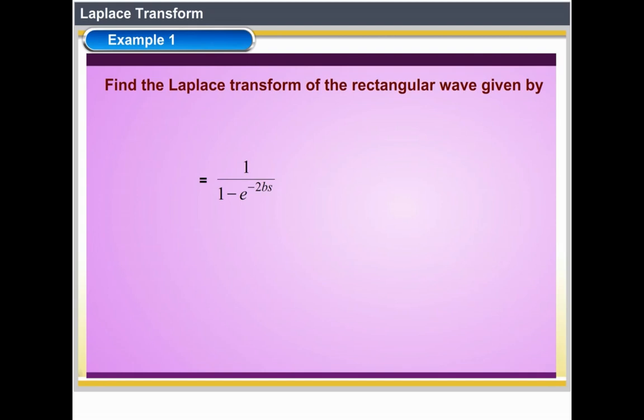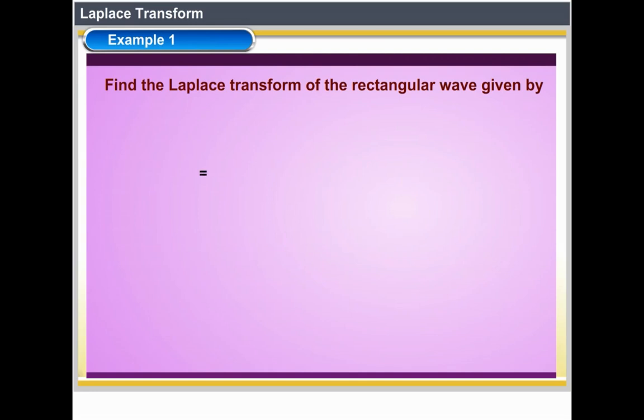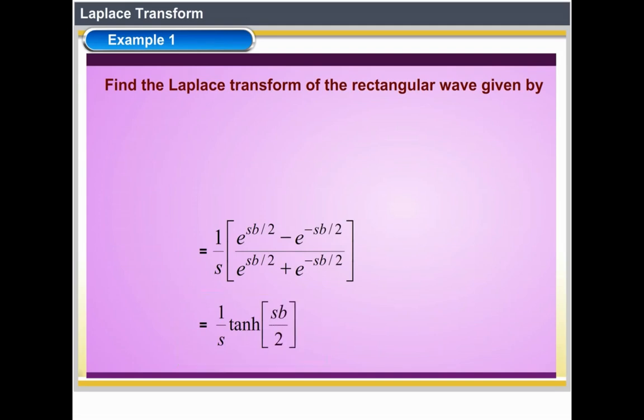Equal to 1 by 1 minus e power minus 2bs. Taking 1 by s as common, we get minus of e power minus bs minus 1 plus e power minus 2bs minus e power minus sb, equal to 1 divided by s into (1 minus e power minus bs) whole square divided by (1 plus e power minus bs)(1 minus e power minus bs), equal to 1 by s into (1 minus e power minus bs) divided by (1 plus e power minus bs), equal to 1 by s into (e power sb by 2 minus e power minus sb by 2) divided by (e power sb by 2 plus e power minus sb by 2), equal to 1 by s into tan h of sb by 2.